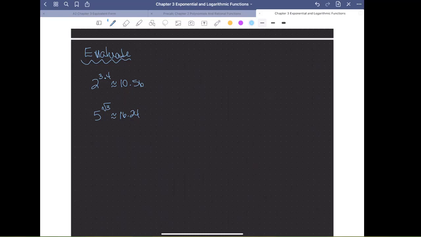And then there's another very special one that we're going to talk about, and it's the letter e. So let's say I want to do e to the negative 1.2. We want to be able to find e on our calculator.